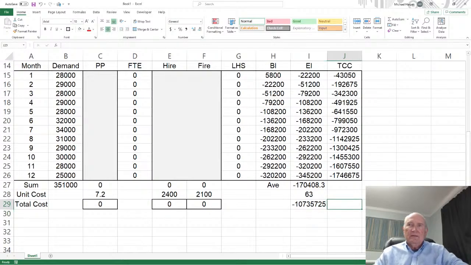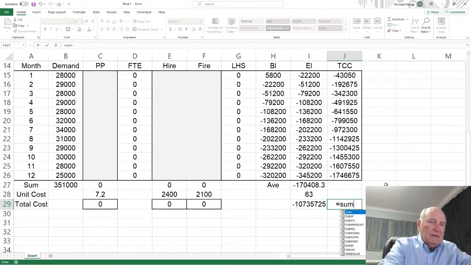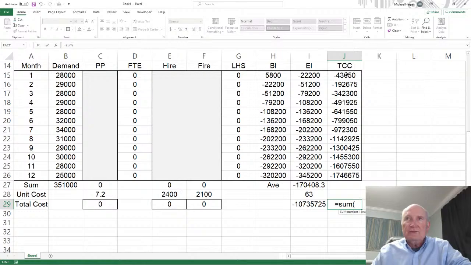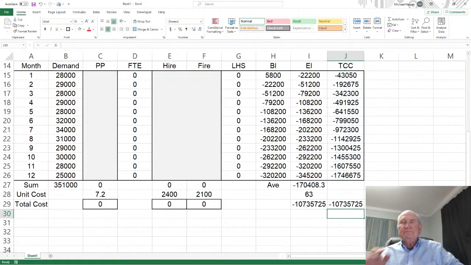Okay, and these right here should sum to that. Let me just say sum here. All of these should sum to that. These two should be equal. There you go. I think I have it set up.